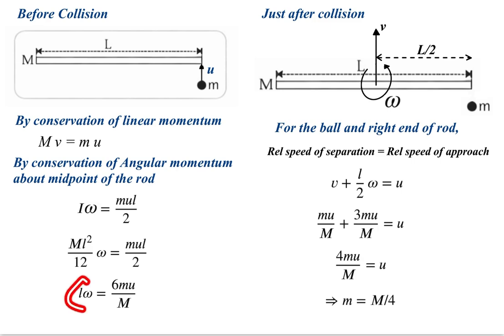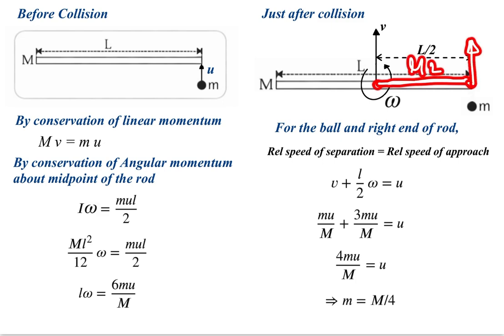Why are we finding this L omega? You will understand from here. See, the collision has happened at this point, the right end, and the collision is elastic, then we can apply relative speed of separation equal to relative speed of approach. The approach velocity is u, and for the separation velocity, just after collision each point has two velocities, due to translation and due to rotation. Due to translation the velocity will be v, and due to rotation the velocity will be L by 2 into omega, because it is rotating about this point and the distance is L by 2.